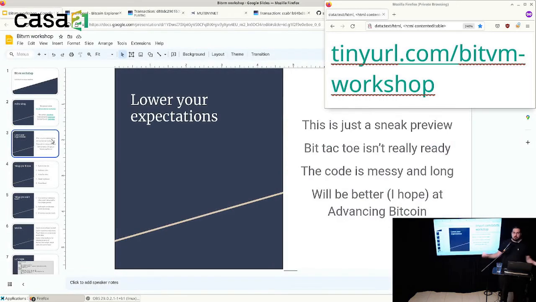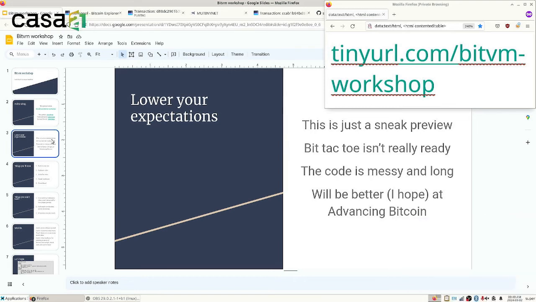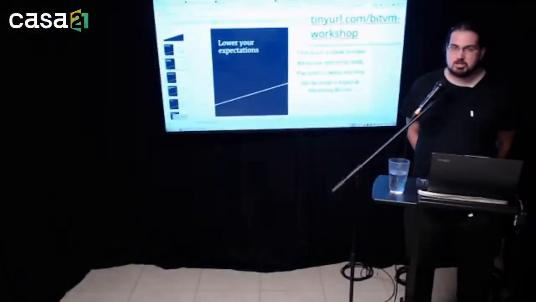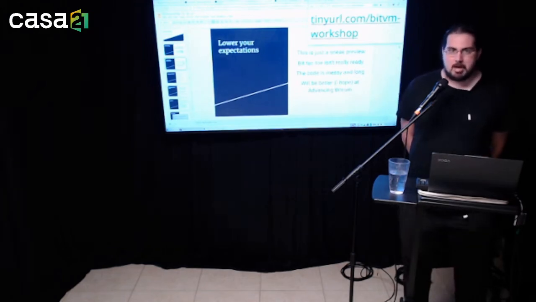Okay, so I want you to be aware that you should lower your expectations for this presentation. This is just a sneak preview of a code base that I'm still working on. As you may have noticed, it's not finished yet, and it's not very good. What I'm actually preparing this for is Advancing Bitcoin, which is next week, and hopefully the code will be in a better state by then. But yeah, the code is not ready, and the code is very messy and long, 1,450 lines of code, which is longer than usual for me in these types of presentations, and it's also a mess, as we'll get into later.